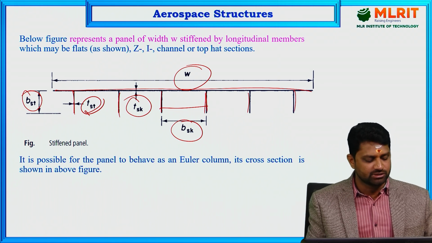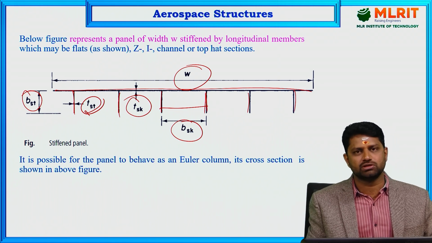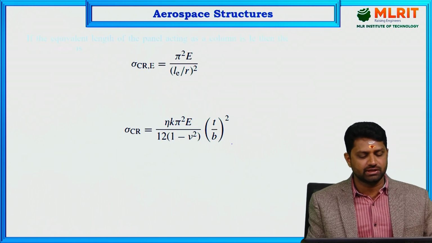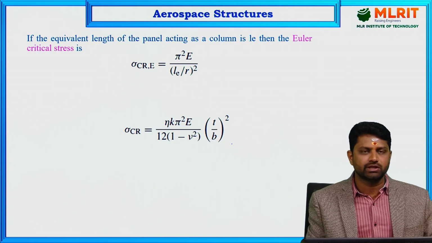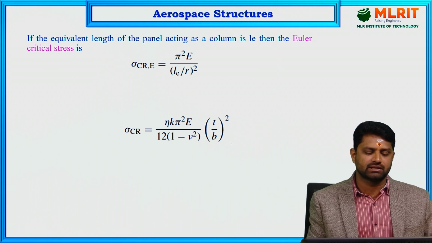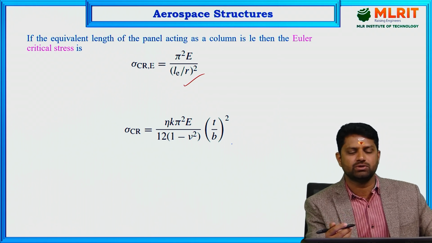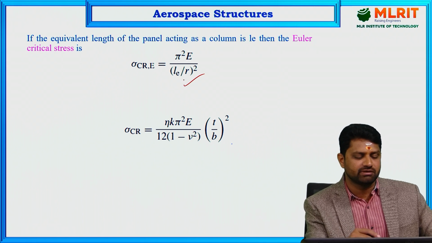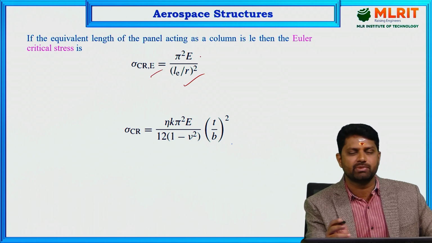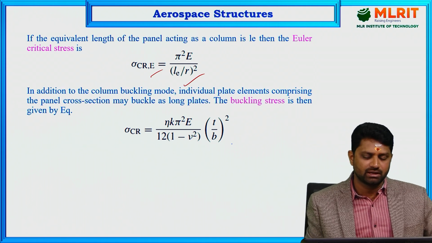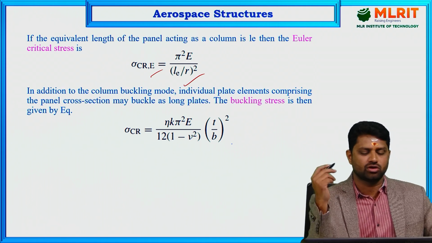It is possible for the panel to behave as a Euler column. When you consider the column, the Euler critical stress is pi square EI by LE square, which you can write in terms of slenderness ratio. So if the column is failing in the Euler mode, then the Euler critical stress is given by sigma critical equals pi square E divided by (LE by R) whole square.